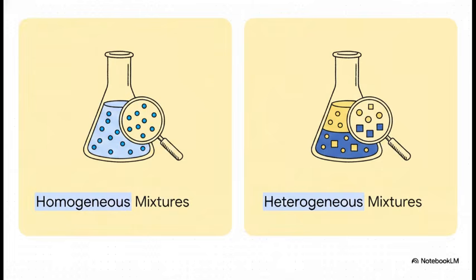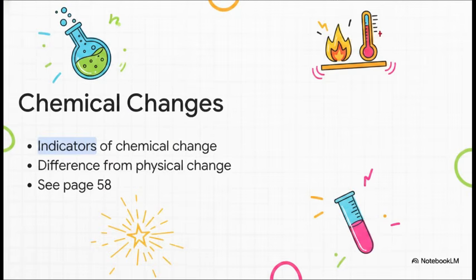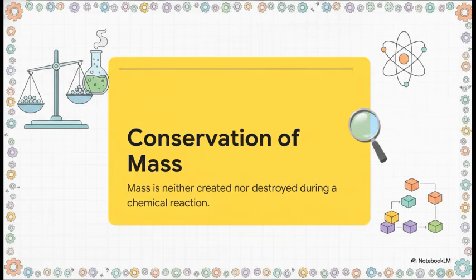Can you see the different parts? If it's perfectly blended, it's homogeneous. If it's chunky, you've got a heterogeneous mixture. Look for obvious visual cues like color changes or bubbling. That means a chemical change created something entirely new. Never forget the golden law of conservation of mass. In absolutely any reaction, matter is never created or destroyed.